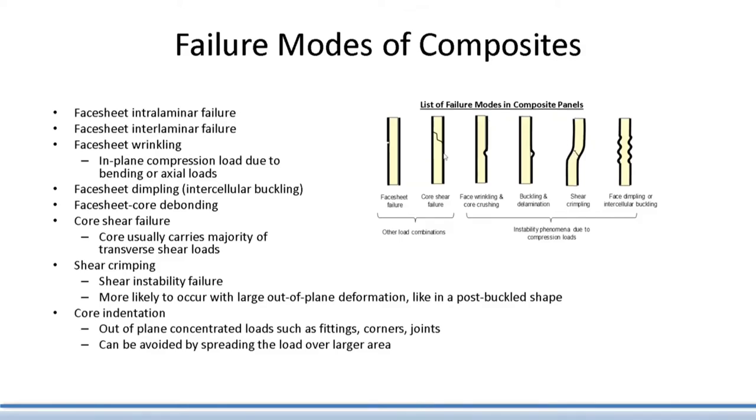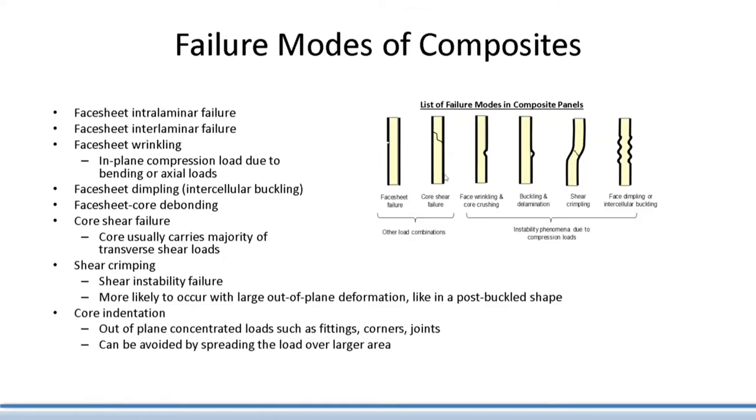And then there are other failure modes that I did not cover here, such as core indentation. If you have out-of-plane concentrated loads, so you have an attachment here, an attachment right there, the attachment can push a concentrated load into the fitting corner joints. I will show that in a case study later in an actual application. That can be avoided by spreading the load over a larger area. So if I have an attachment, I want to make sure I know what I'm doing with that attachment carefully, okay?